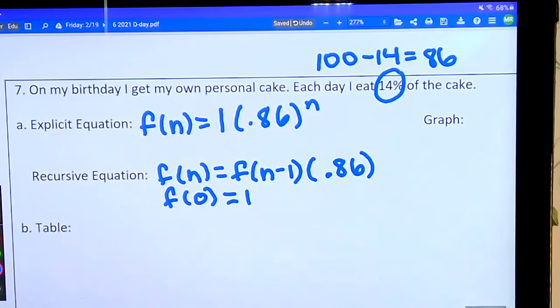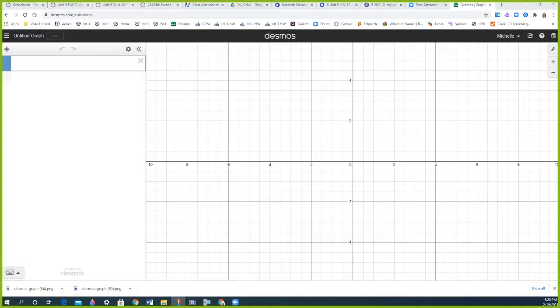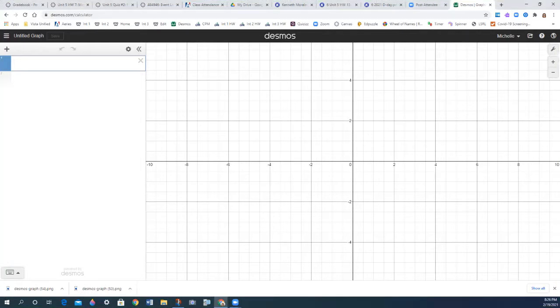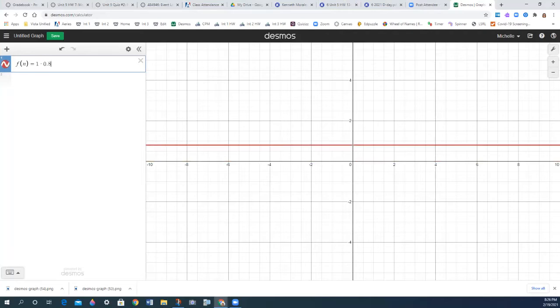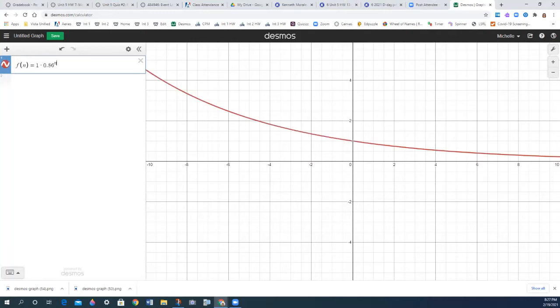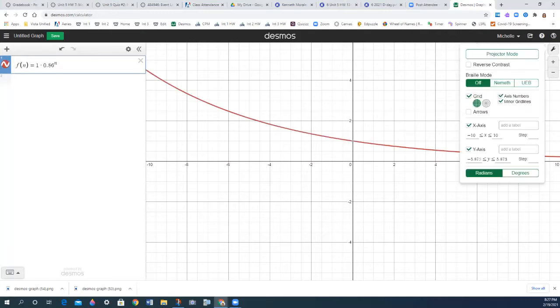Now for my graph, I'm going to do my graph in Desmos. Okay, so I have my Desmos here, and I'm going to do my equation. F of n is equal to 1 whole cake times 0.86 raised to the power n. And here's your graph.